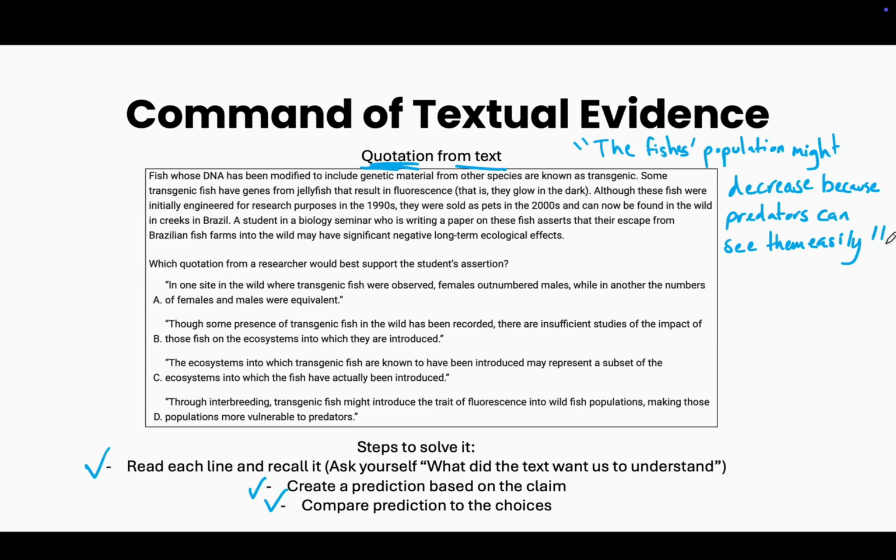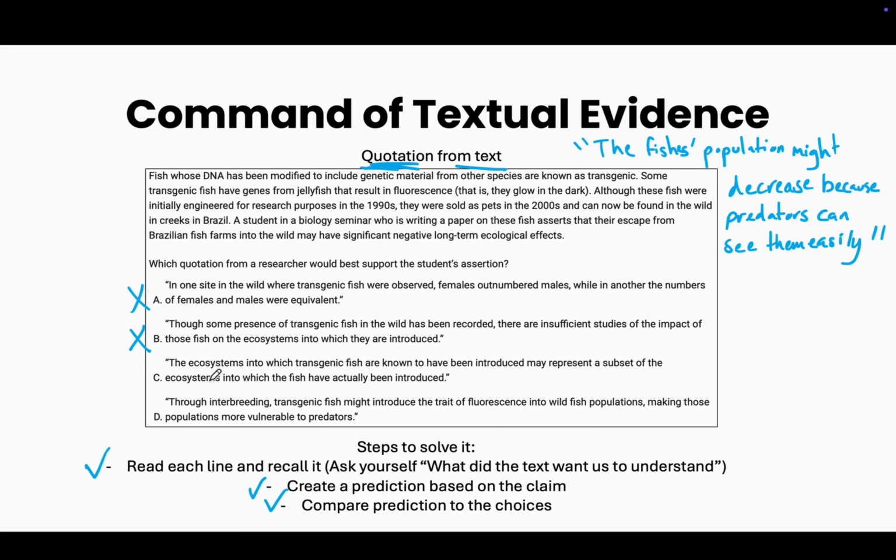Choice A. In one site in the wild where transgenic fish were observed, females outnumbered males, while in another the number of females and males were equivalent. Where are the males and females mentioned in the text? They're not. Plus, this does not match our prediction. Choice B. Though some presence of transgenic fish in the wild has been recorded, there are insufficient studies of the impact of those fish on the ecosystems into which they are introduced. I feel like this weakens the claim, plus this does not match our prediction.